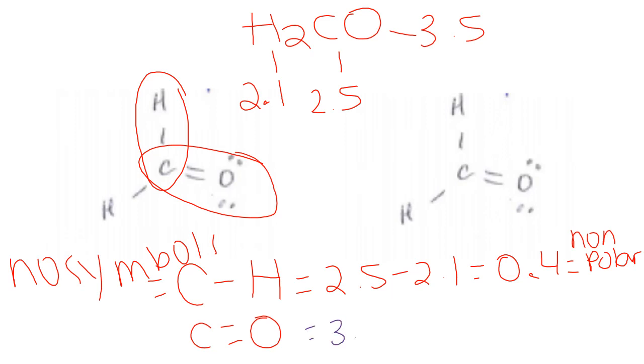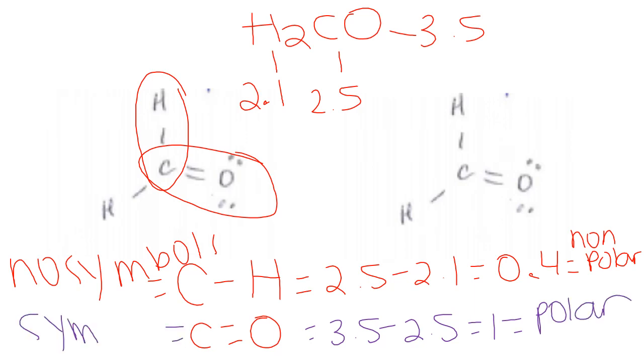Oxygen is 3.5 minus carbon, which is 2.5. So that's an electronegativity difference of 1. That is a polar bond. And so we have to draw symbols on the CO. Now, it does not matter if that's a double bond, a triple bond, a single bond. You don't change the way you subtract them. You still just look at the periodic table and subtract them. If it was a single bond between C and O, it would be the same thing.